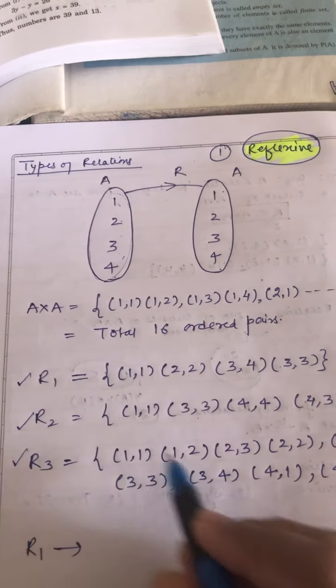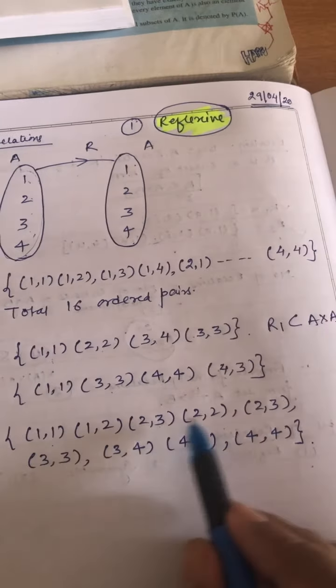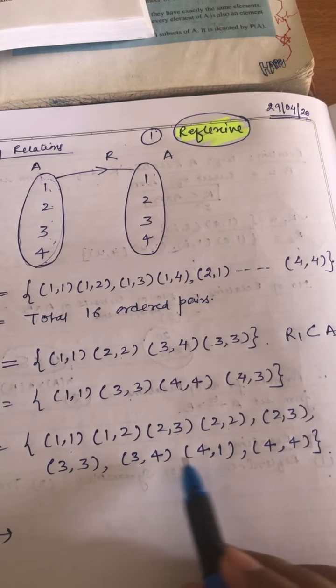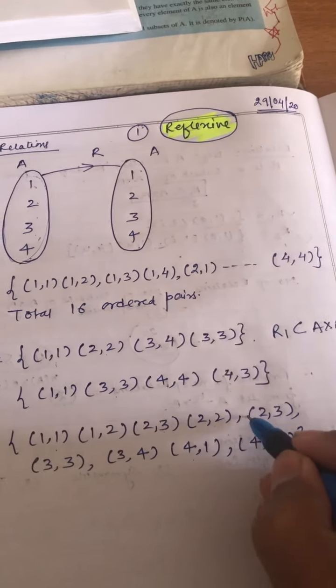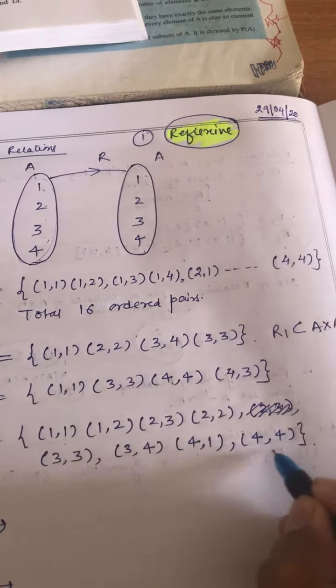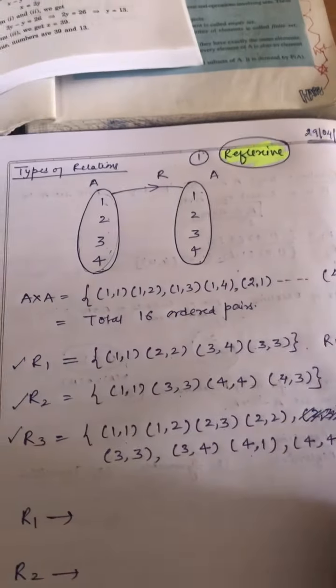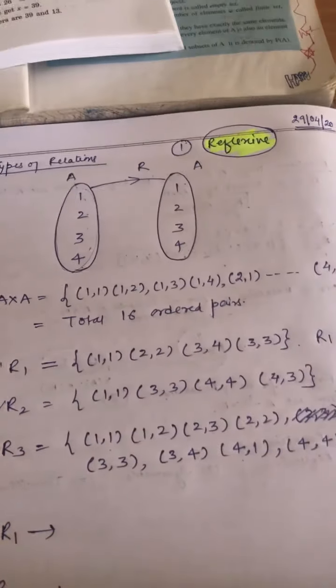So, then I have taken R3: (1,1), (1,2), (2,3), (2,2), (2,3), (3,3), (3,4), (4,1). I have taken (2,3) two times, so I will remove this duplicate and keep (4,4). So these are 3 relations. Now we have to check which of these 3 relations will be reflexive.